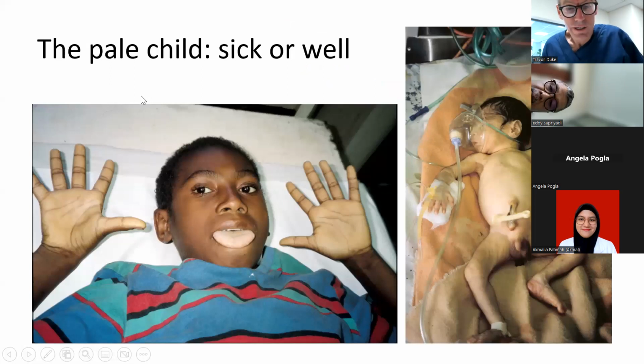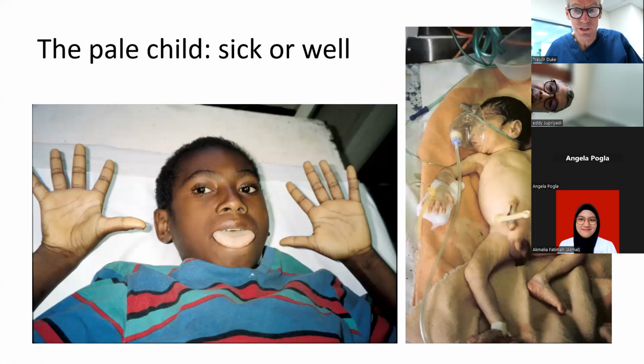I want to get on to assessing a child with anemia. And when you're assessing a child with anemia, there's many things you want to ask on history and on examination. The first thing you should ask is, is the child sick or well?